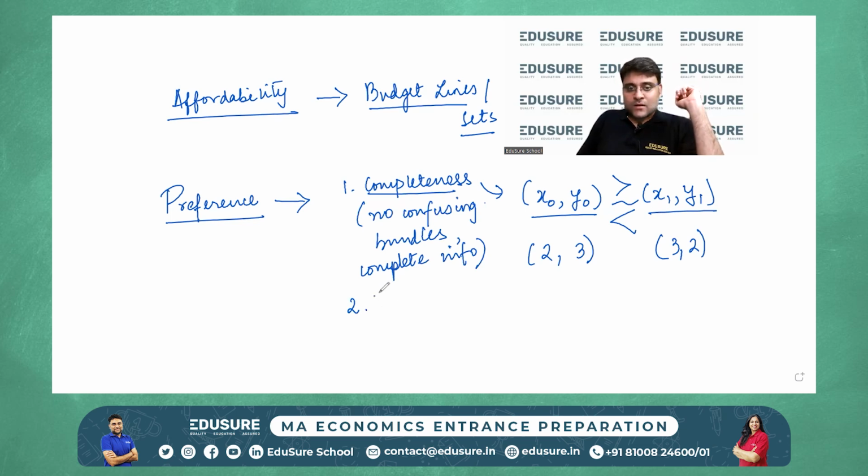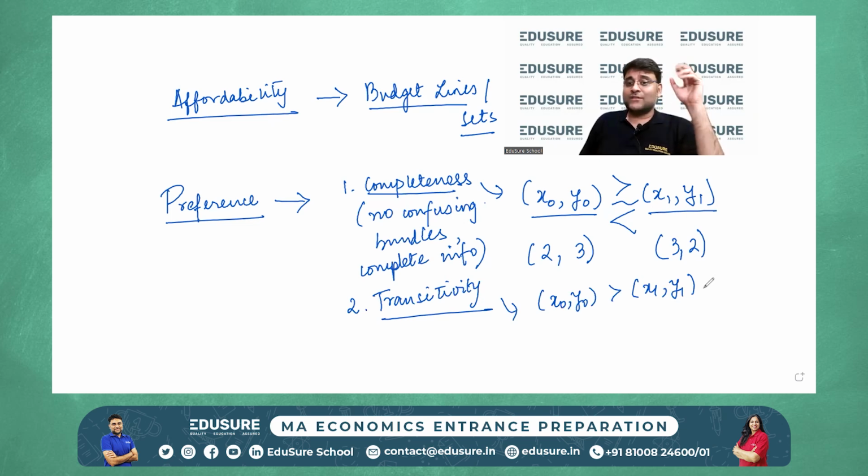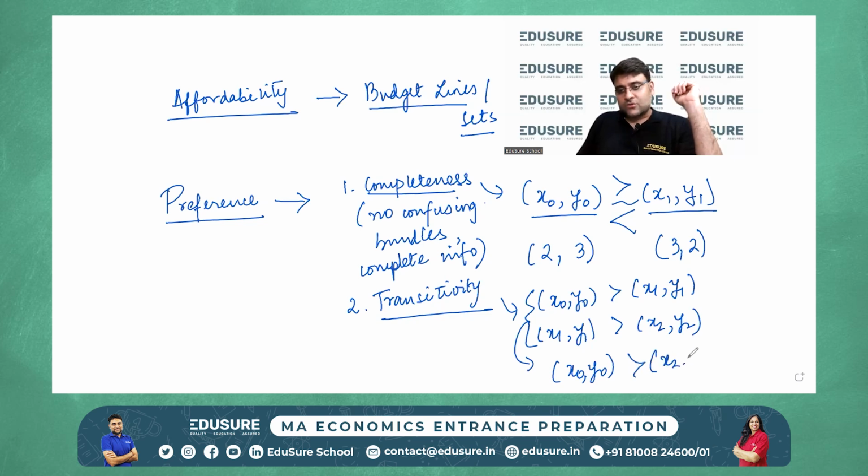Number two, the property of transitivity. This is again a very commonsensical property. It basically says that if the consumer prefers the bundle x0, y0 over the bundle x1, y1, and I know that the consumer also prefers the bundle x1, y1 over some other bundle x2, y2, then in essence, the consumer should prefer x0, y0 over x2, y2. This is the property of transitivity. This is again a very logical property of the preference of a consumer, which the economists put out there.